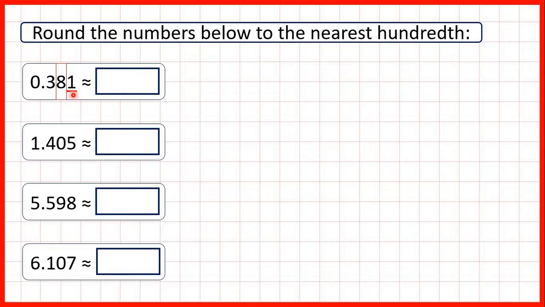Now remember, when we have 4 or less, we round down. And because we have a 1 in our thousandths, we round down. That means the 8 in our hundredths stays the same, and digits to the left of what we've circled always stay the same, so 0.381 to the nearest hundredth is 0.38.